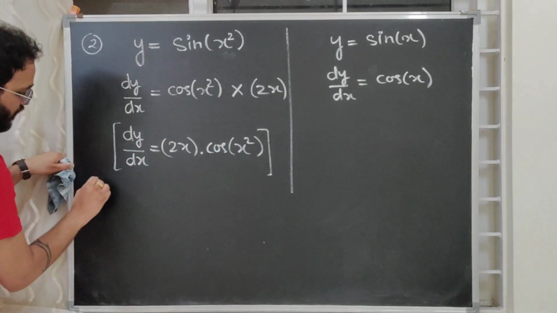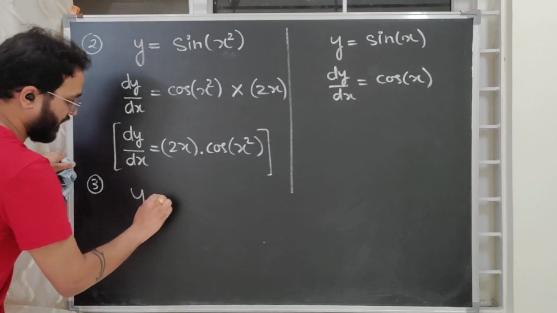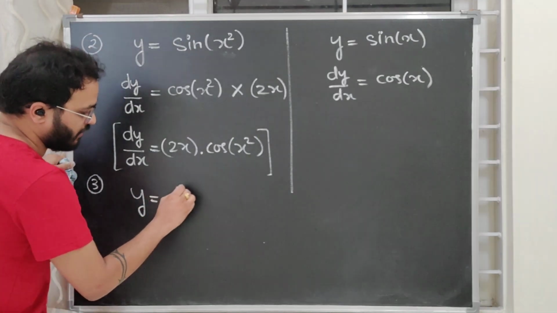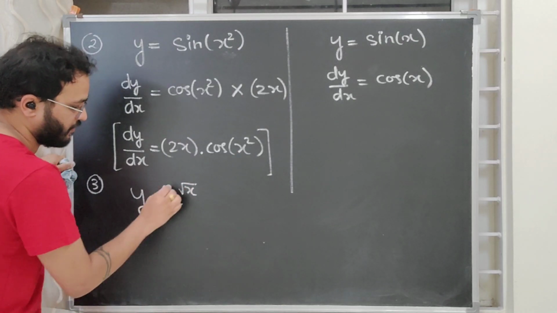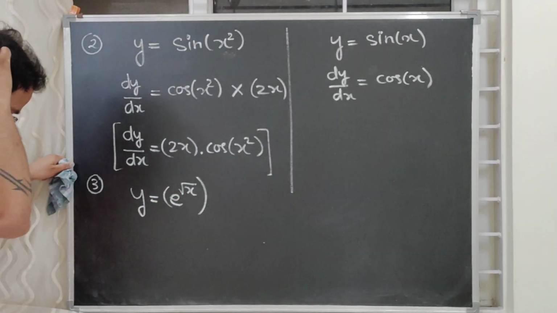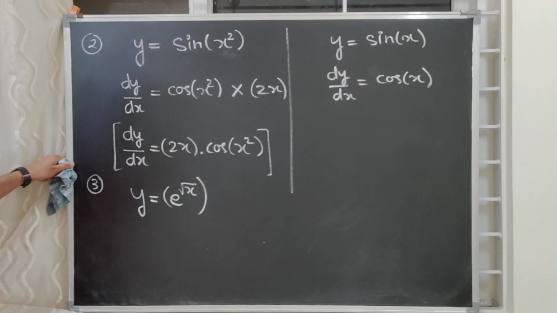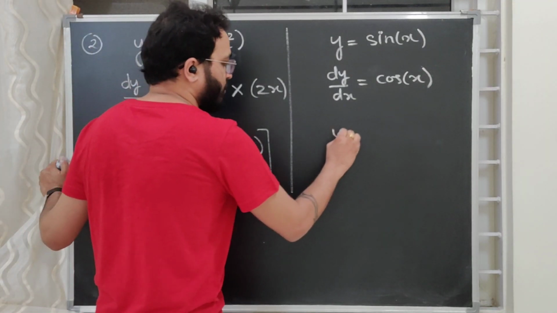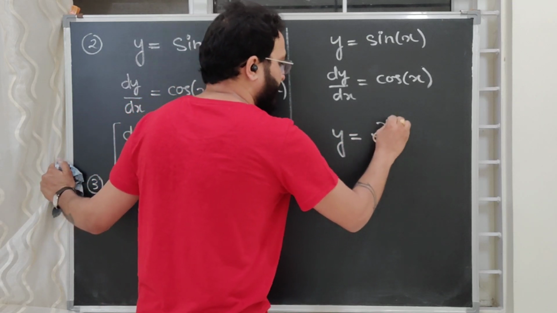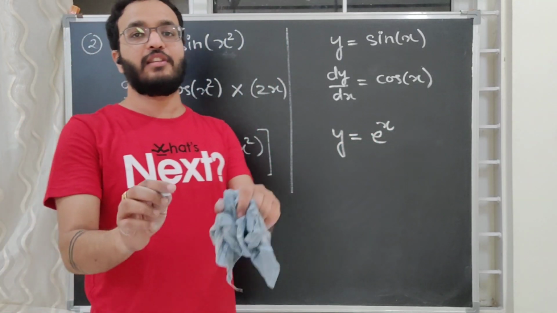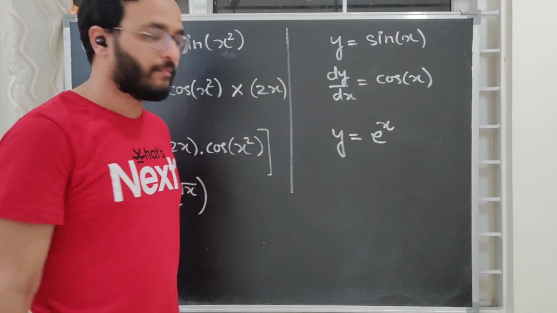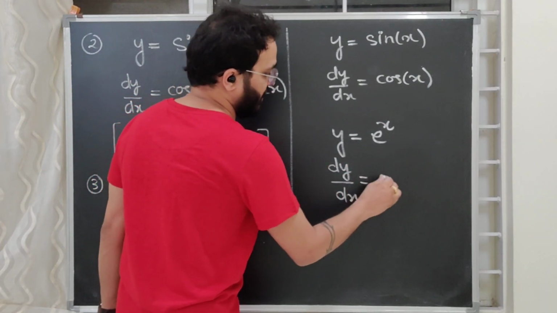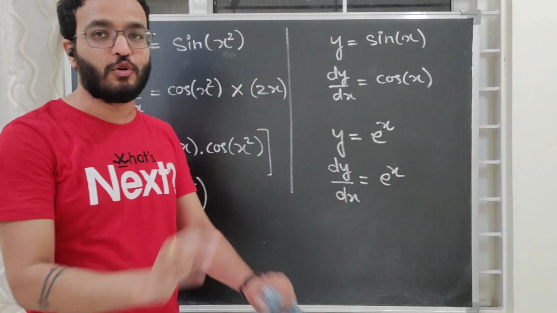Now let's take another function. Suppose y is equal to e to the power root x. Now, how will you differentiate this? y is equal to e to the power root x. So you will say, sir, instead of e to the power root x, if you had given e to the power x, then the question would have been easily solved. dy by dx would have been e to the power x only, there is no problem.